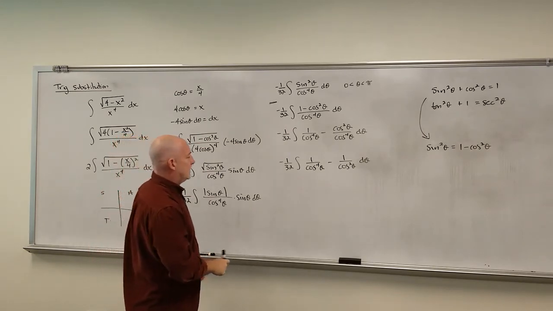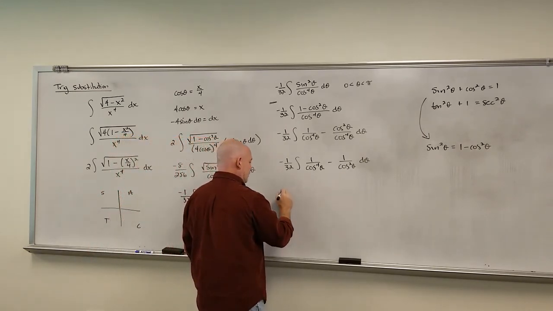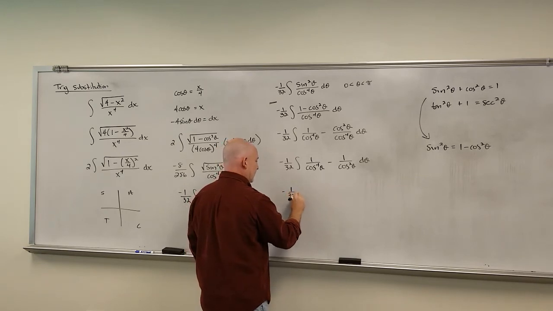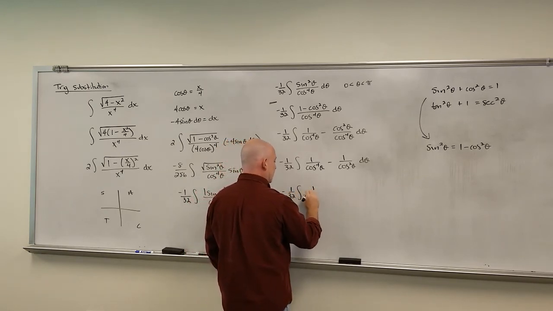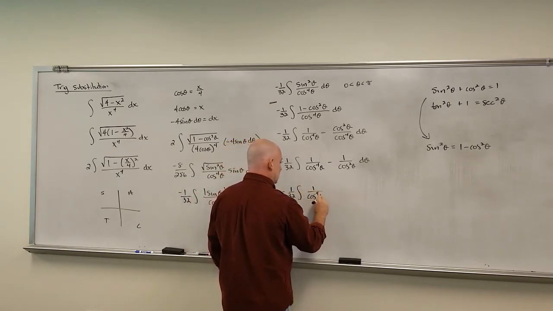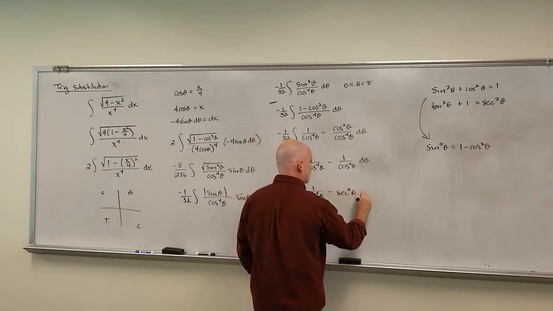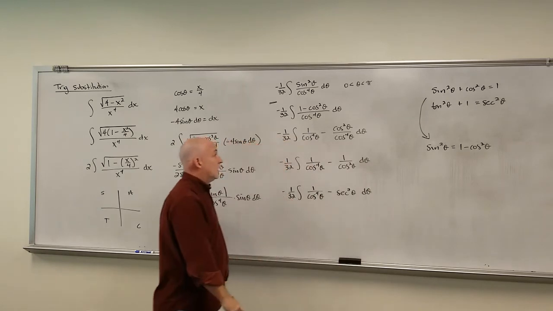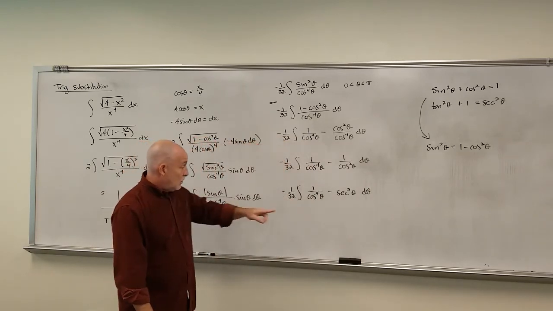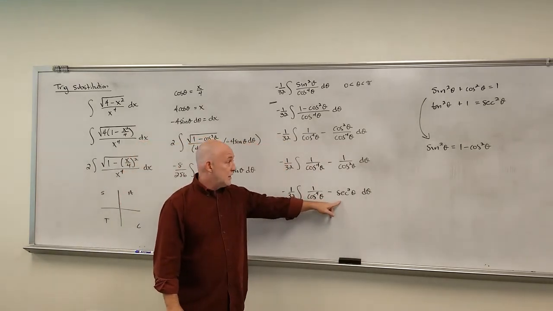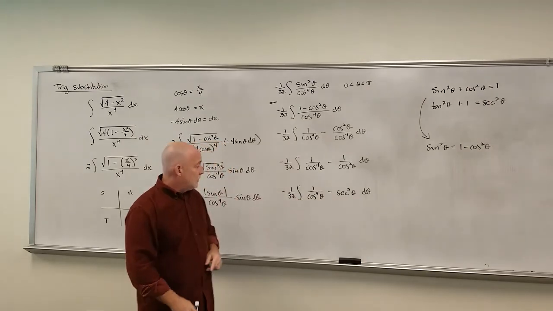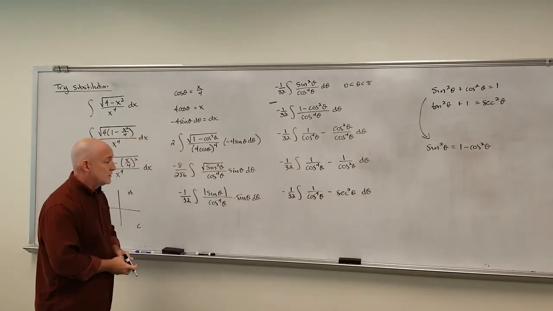All right, so how do we integrate this? Well, this one, I'm going to leave the cosine to the fourth here for a second for a very good reason. This I can rewrite as secant squared theta d theta. We just did that a second ago. We can now integrate secant squared, right? How would we integrate 1 over cosine to the fourth?